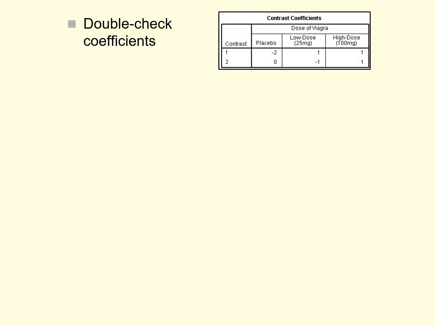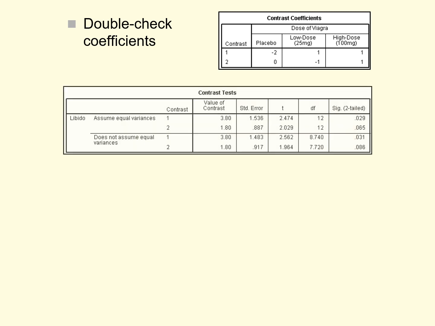If you asked for those contrasts, you'll get a little contrast coefficient table here. This is just a place for you to double check your work, because if you get your contrast coding wrong, it's going to affect how you can interpret the results. Here we got our contrast tests. The one-way ANOVA module nicely gives us tests under assumptions of equal variances and under assumptions of unequal variances. In this case, it's not a big difference, probably due mostly to the very small sample size we have.